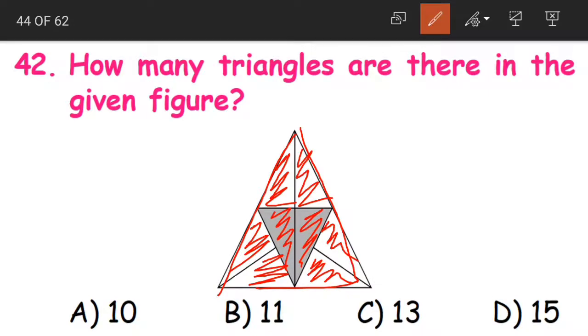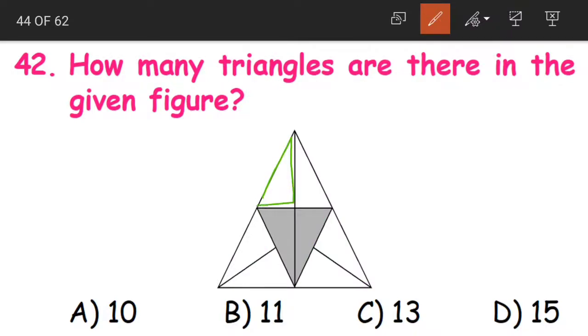Triangle 9. And yet again, what? This is one triangle, 10. This is 11. 12. 13. So how many triangles do we have in total here? We are having 13 triangles in total, that is option C.